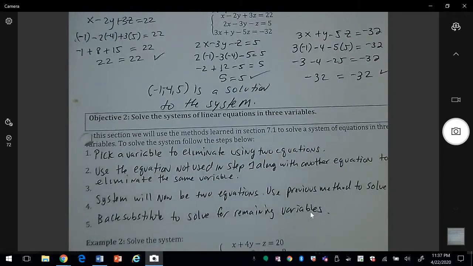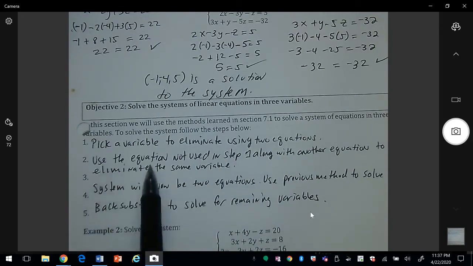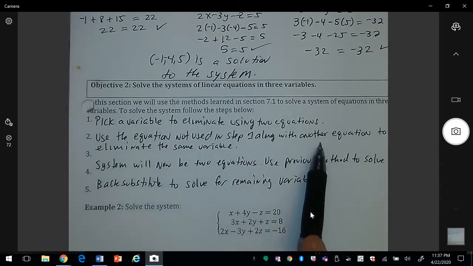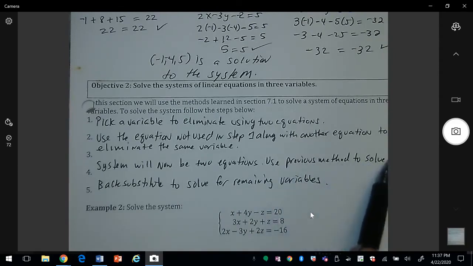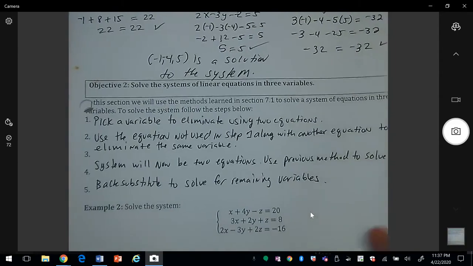What we want to do now is solve for that solution. And so these are just some steps that we can take. First, we pick a variable to eliminate using any of the two equations. Then we want to use the equation that wasn't picked in step 1, and we're going to use it to eliminate the same variable. And then that will create a new system with two equations, which we'll solve using the previous methods from section 7.1. And then we back substitute for the remaining variables.